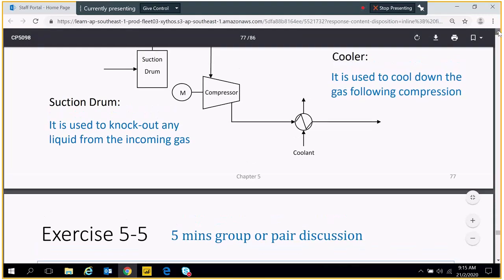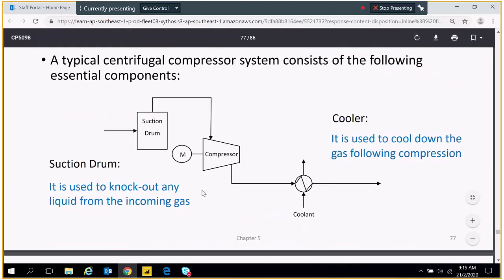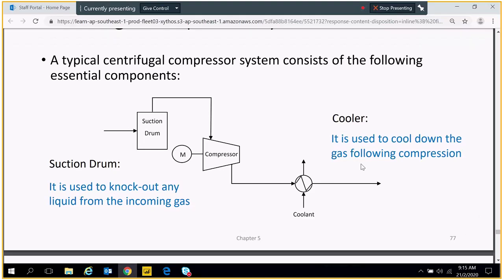And over here, why do we need a suction drum, and why do you need a cooler? You can have this kind of question. You need a cooler because compression means reducing volume. If you reduce the volume, pressure increases and temperature increases. Unless it's isothermal, but it's very unlikely to be isothermal. It's more likely to be polytropic. Volume decreases, pressure increases, temperature increases. Therefore, you need to cool down the gas.